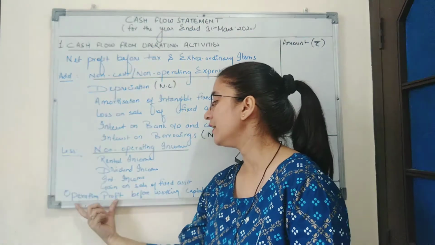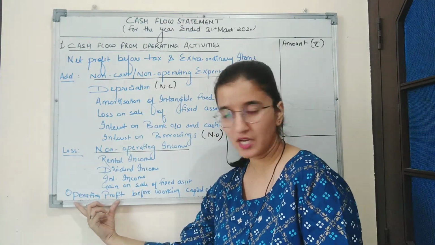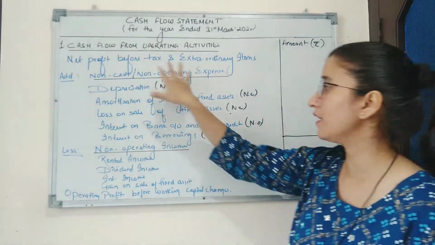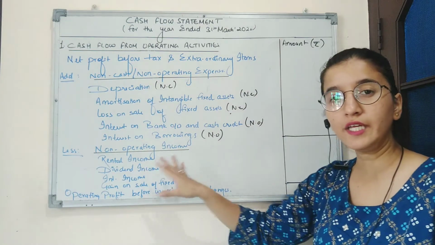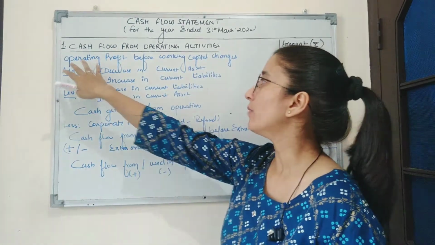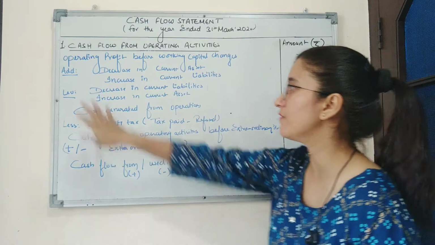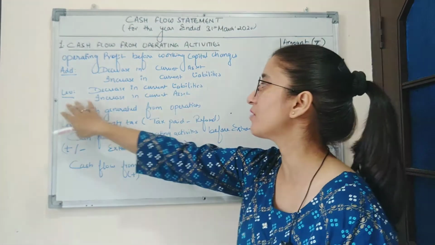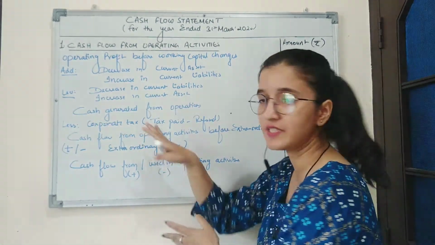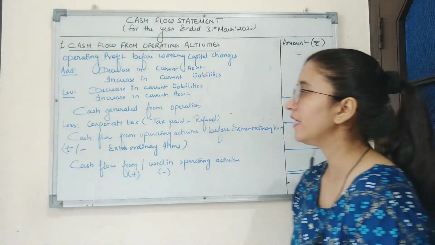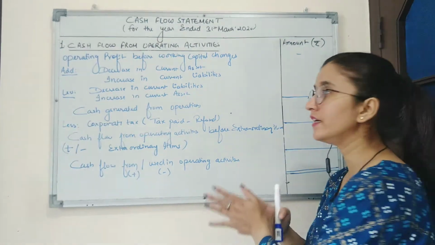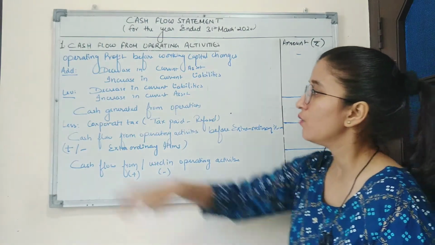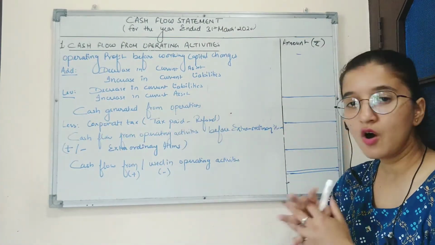See, we have already studied the formula for calculating operating profit in the chapter ratios. Formula was net profit before tax plus non-operating expenses minus non-operating income. So by calculating operating profit before working capital changes, we will add decrease in current assets and increase in current liabilities, and we will subtract decrease in current liabilities and increase in current assets. So by adding and subtracting increase and decrease in current assets and current liabilities to the operating profit before working capital changes, we will get the cash generated from operations.